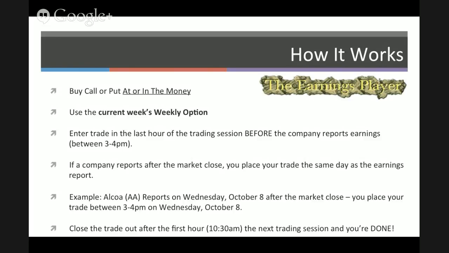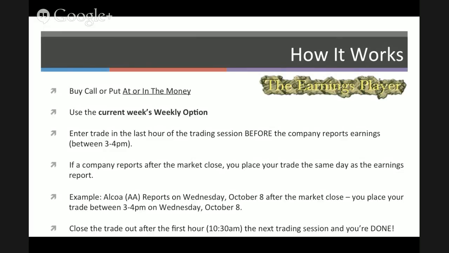Again, we want to be in typically the last hour before the company reports earnings. So typically around 3 p.m. Eastern time or New York time for those of you not in the United States. And that gives us the opportunity to capture the move at the open the next day, because one of 2 things happens when the company reports earnings. They either report after the bell or before the market opens the next day.